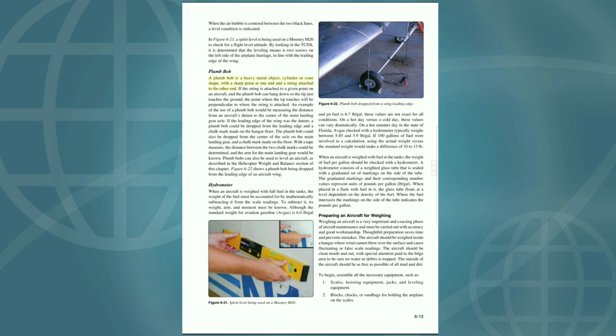Plumb Bob. A plumb bob is a heavy metal object, cylinder or cone shape, with a sharp point at one end and a string attached to the other end. If the string is attached to a given point on an aircraft, and the plumb bob can hang down so the tip just touches the ground, the point where the tip touches will be perpendicular to where the string is attached. An example of the use of a Plumb Bob would be measuring the distance from an aircraft's datum to the center of the main landing gear axle.